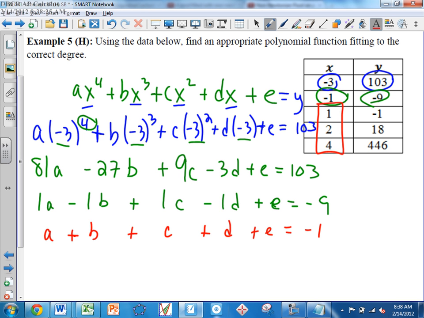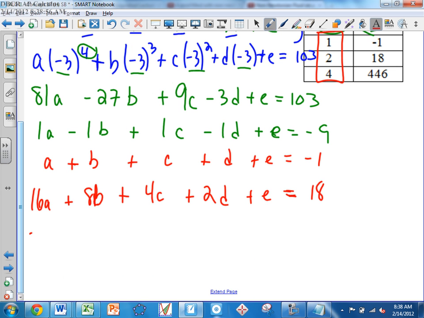Then I plug in the 2's. What's 2 to the 4th? 16. So this is going to be 16a plus 8b plus 4c plus 2d plus e equals 18. Again, notice these are just powers of 2, aren't they? 2 to the 4th, 2 to the 3rd, 2 to the 2nd, 2 to the 1st. What about the 4? Anybody got the 4 for me? 256. Good. 4 to the 4th is 256.